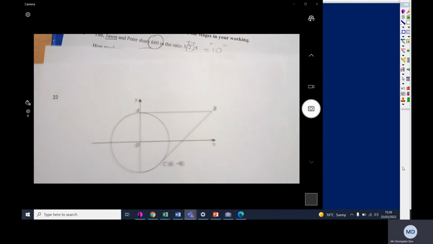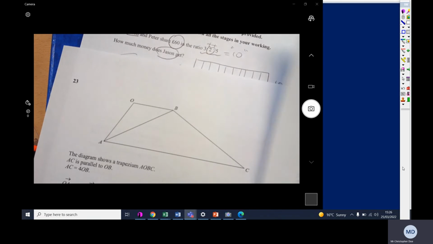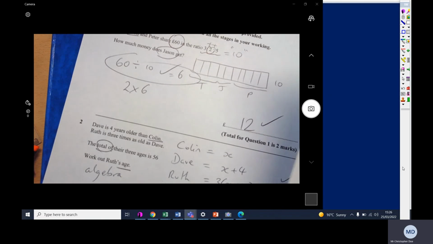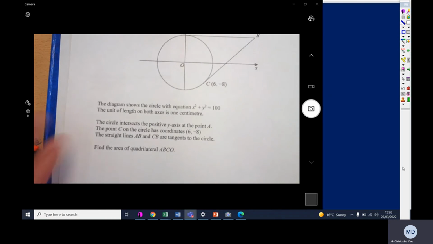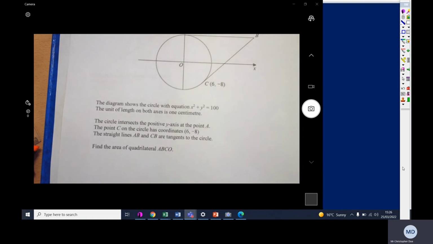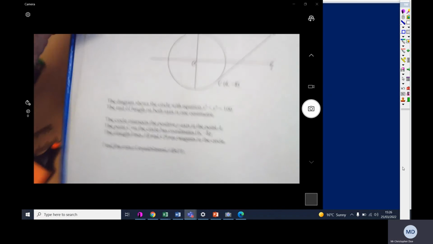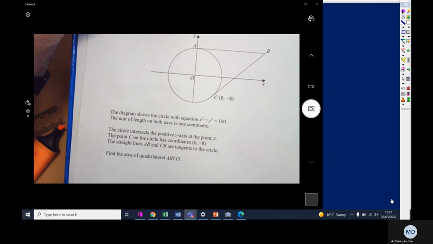Got 4 minutes. I've got to do question 22 and 23. I've run out of time, so I'm going to stop the recording now, and I'll put 22 and 23 on later. Let's just stop the recording.